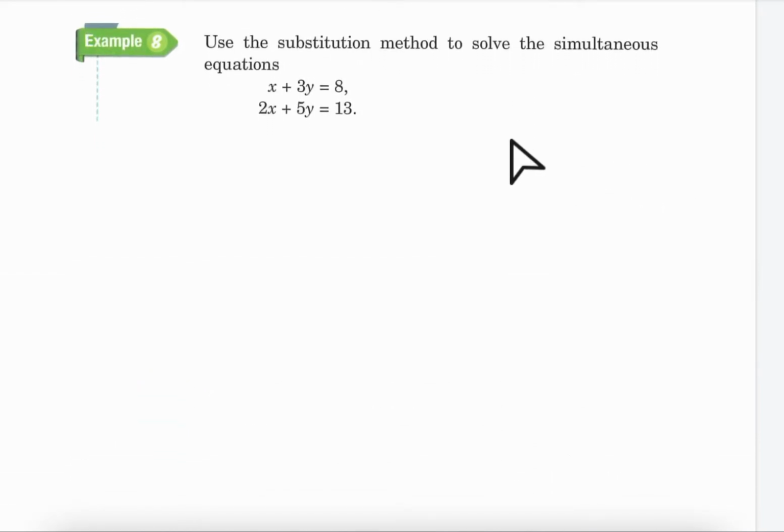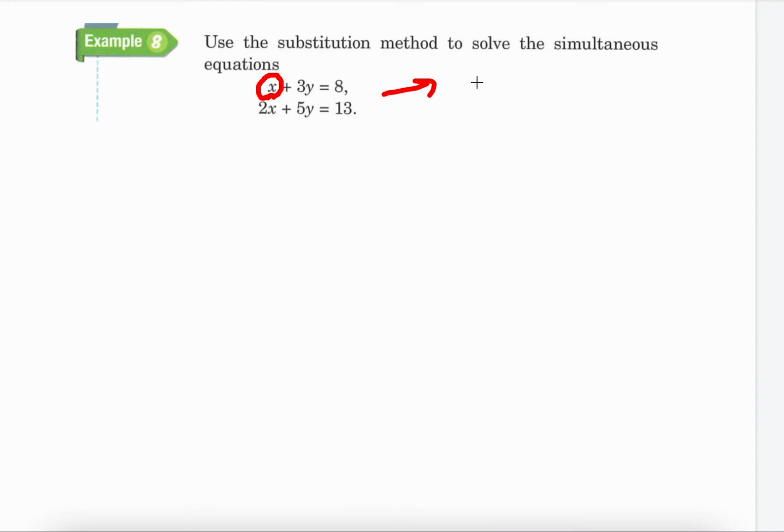It says that we need to use the substitution method to solve the simultaneous equations x plus 3y equals 8 and 2x plus 5y equals 13. So remember, our first step is to isolate a variable. It doesn't matter if it's x or y. However, we're looking for a variable that is a loner. It doesn't have a coefficient attached to it. There's no number being multiplied next to it, because it's going to make our lives much easier later when we isolate it. So you probably figured out in this situation, it's going to be this first equation because it has an x that is all by itself.